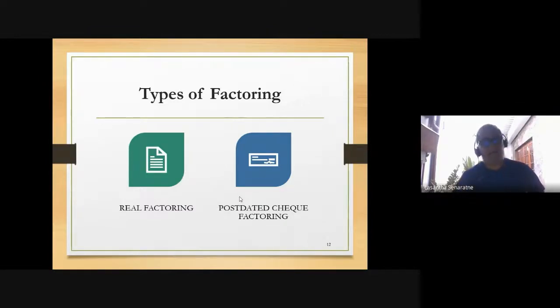But out of the businesses who are doing factoring, they are doing around 20% pure factoring. Balance 80% are based on post-dated checks. Now, this is how it happened. I write a check from my own bank account, and I'm keeping my check with the bank, and I'm asking for them to discount this and give me a facility.